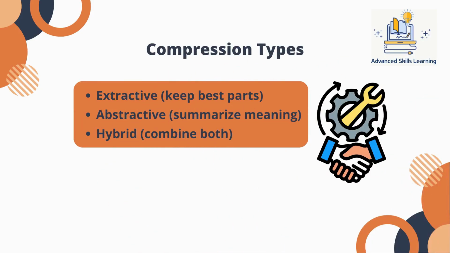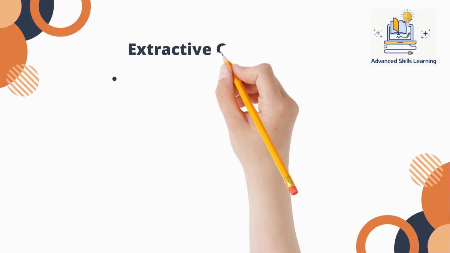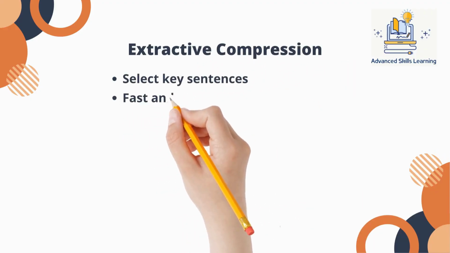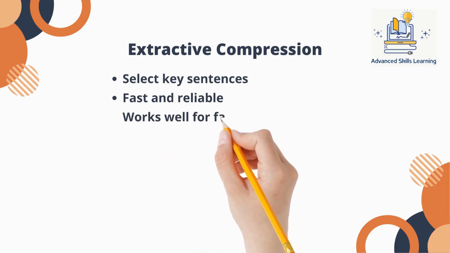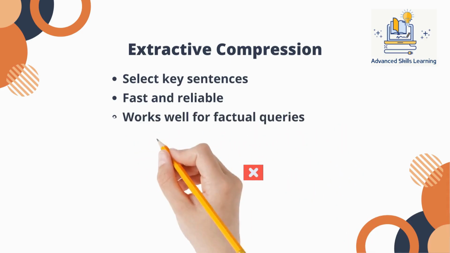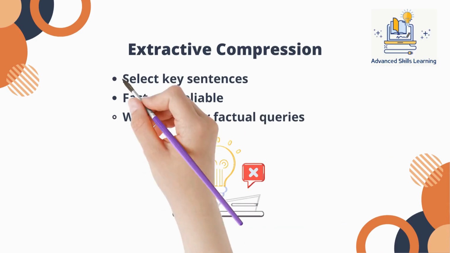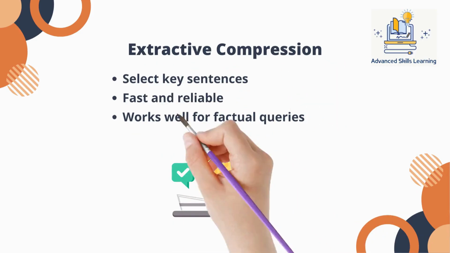Extractive compression is simple and reliable. It works by identifying the most relevant sentences or passages. Because it uses original text, it reduces the risk of hallucination. This makes extractive methods easier to debug and safer for critical applications, and that is what makes it a strong choice for factual or compliance-heavy use cases.